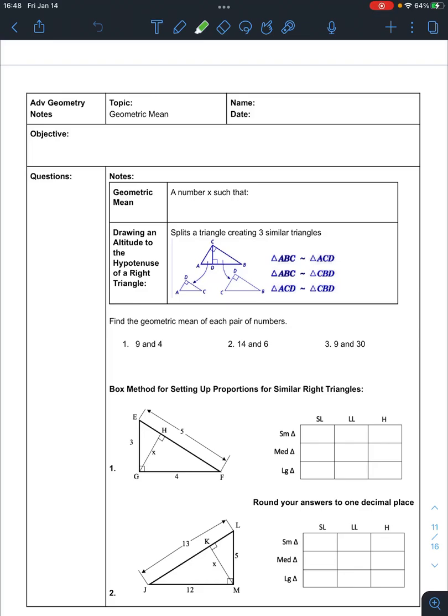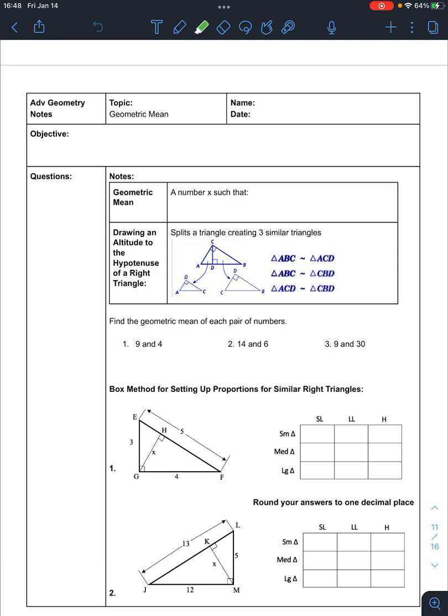Today we're going to talk about geometric mean and its application as far as similar right triangles go. So the geometric mean, you've probably heard of mean, like mean, median, and mode. It has to do with finding the middle number, the number in the middle. That's called an arithmetic mean. There's also called a geometric mean.